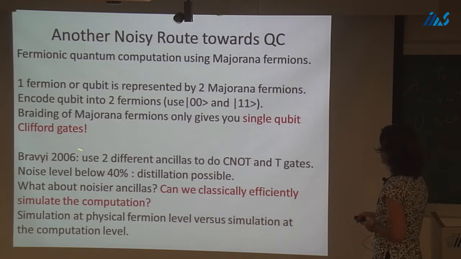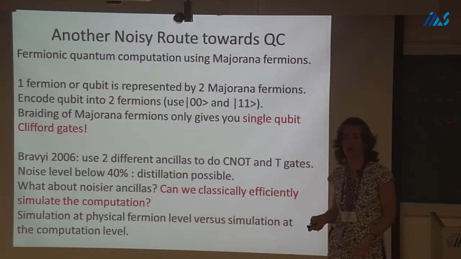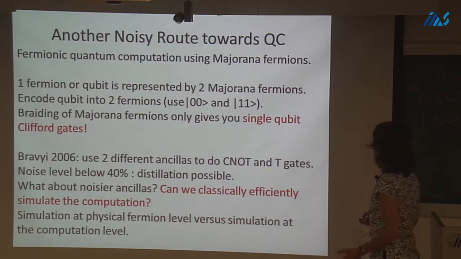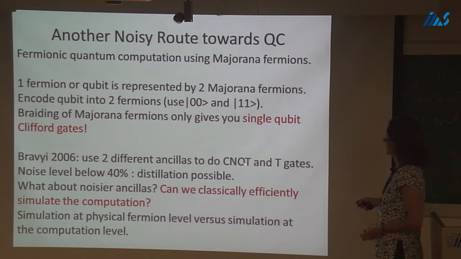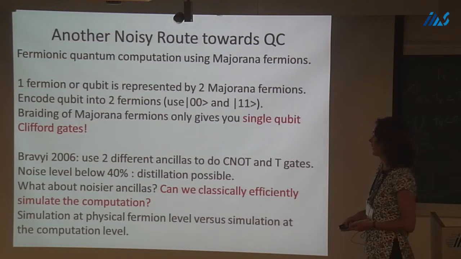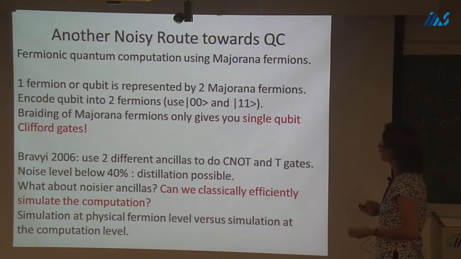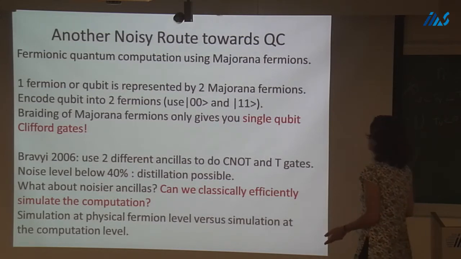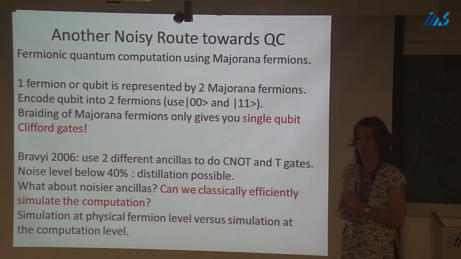So then, this is work by Bravyi. He said, okay, in order to get universality, we do what we do for Clifford gates in the other model. We have to use ancillas, but they'll probably be noisy. And if we have those ancillas and we have these braiding operations, then we can also do CNOT and T gates. And there is a noise level: he shows that if these ancillas are below this noise level of 40%, and assuming that you have perfect braiding operations, then I can get my quantum computation going. So distillation of ancillas is possible. I can improve their quality, and I can do high fidelity CNOT and T gates. So this, of course, makes you ask the same question as for Clifford gates.